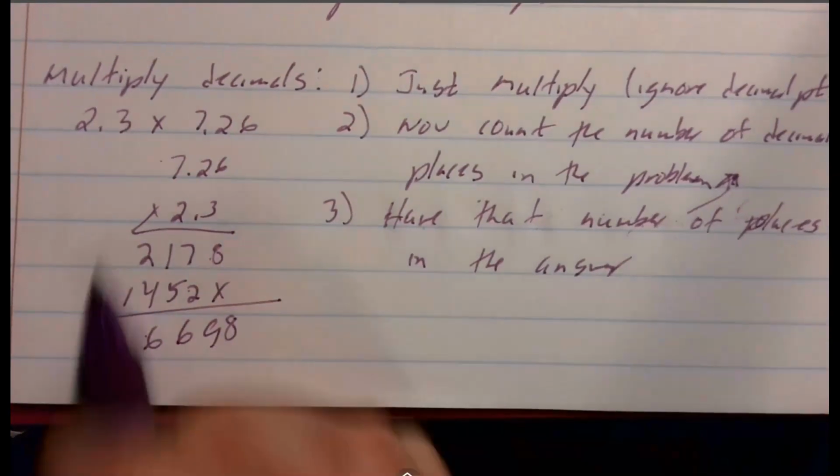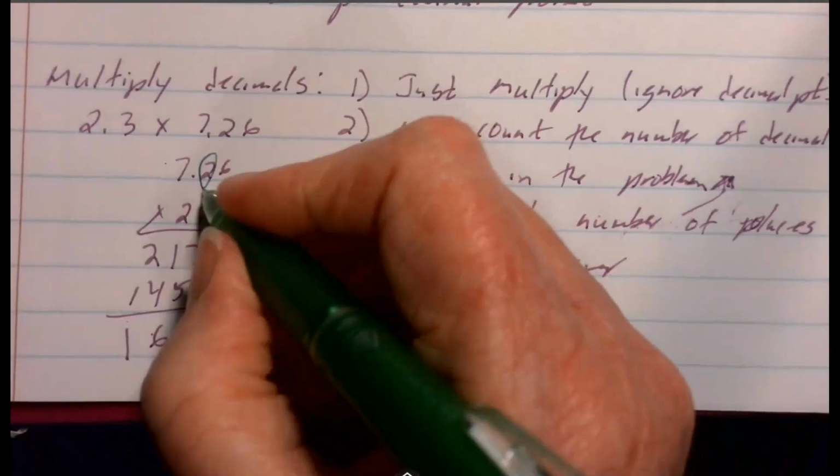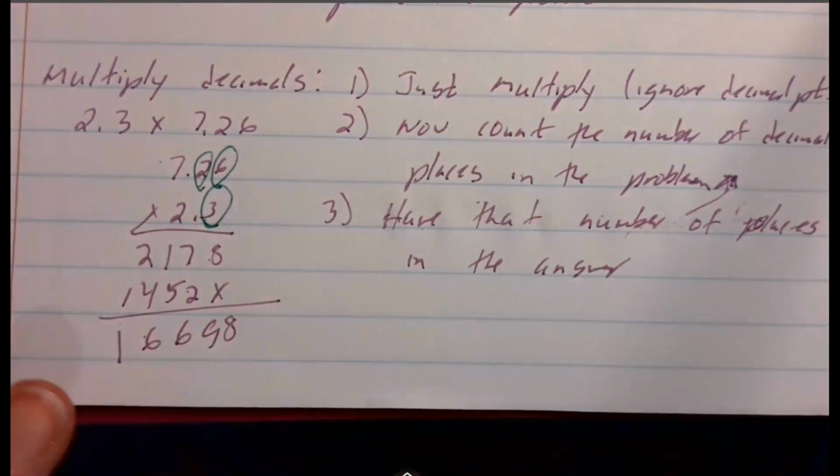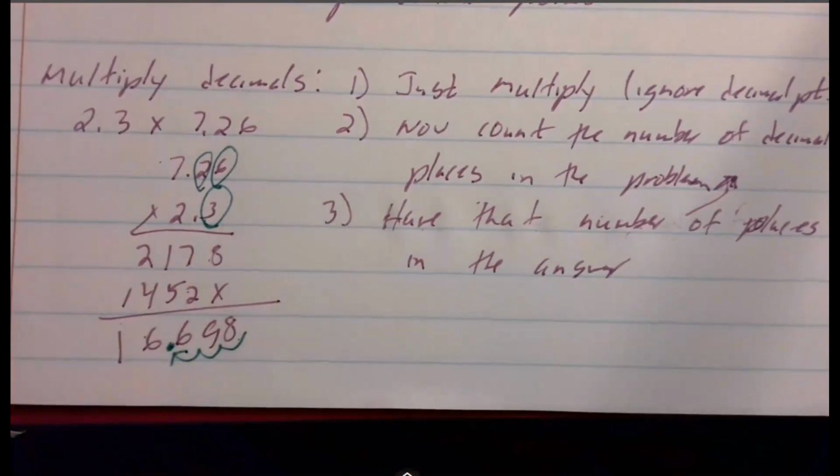Okay, so I've multiplied. I'm now going to count the number of decimal places. I have 1, 2, 3 decimal places in the problem, so I'm going to have 1, 2, 3 decimal places in the answer. Okay, good.